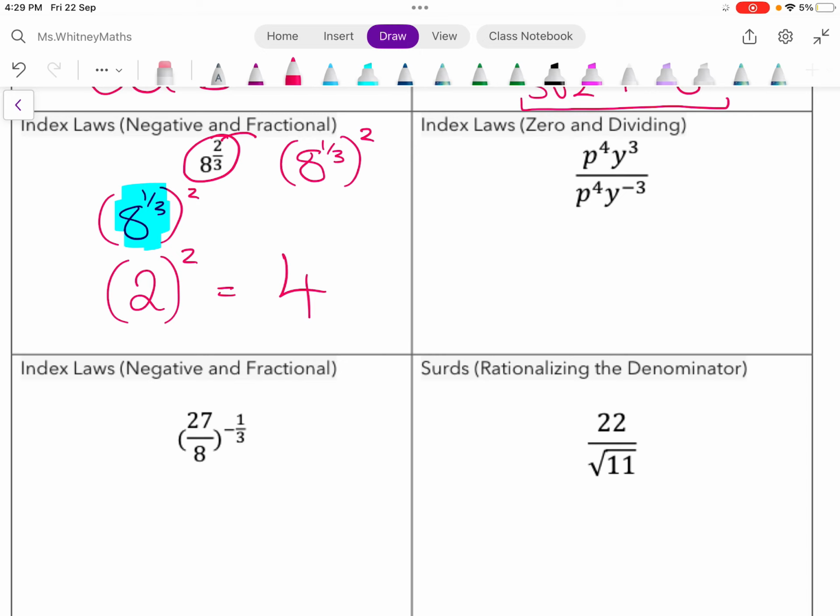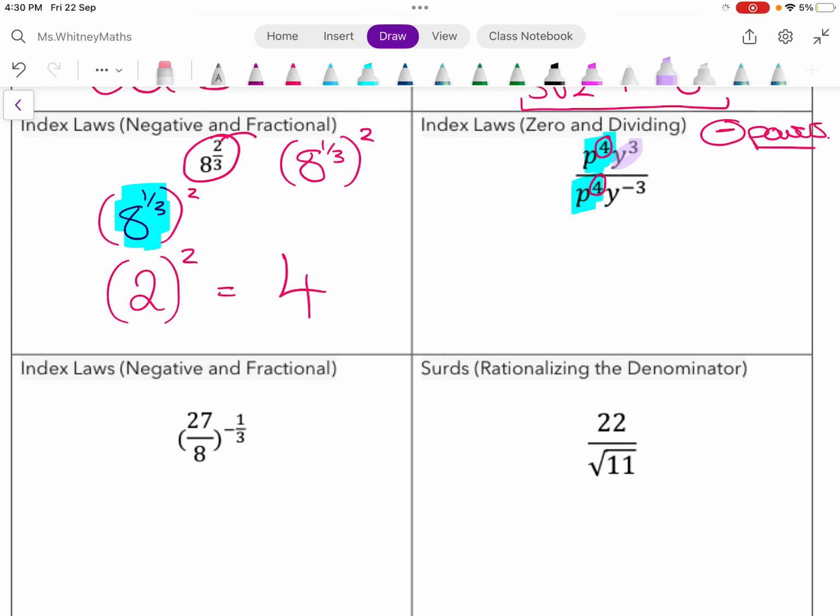Next one, we're looking at dividing. Now, what we want to do here is think about each term. We are dividing, so we subtract the powers. So for the p, we're going to do 4 minus 4, so we get p to the 0. P to the 0 is actually just 1, so we don't need to write it.